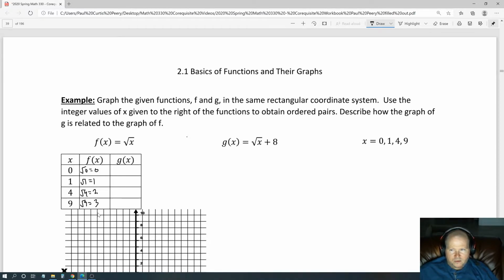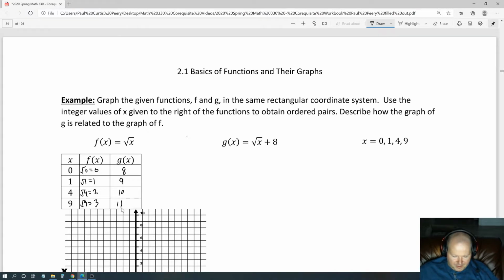Well, g over here is the square root of x plus 8. So it's going to be whatever the previous one was, but plus 8. So 0 plus 8 is going to be 8. Then 1 plus 8 is 9. 2 plus 8 is 10. Oh, sorry, 8 plus 3 is 11.